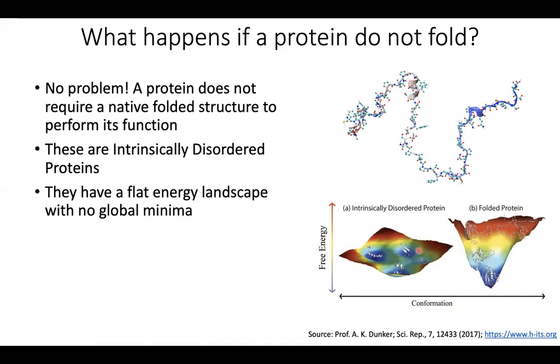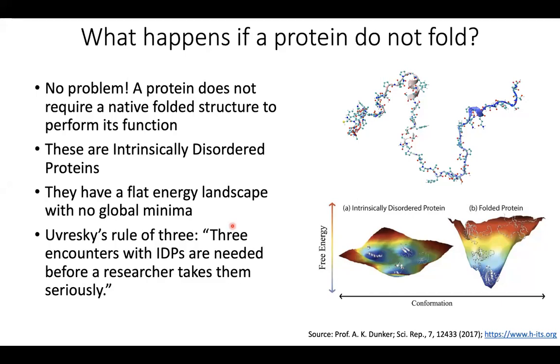However, in the case of a disordered protein, there is no such well-formed energy landscape like the folded protein. You see, this is a typical energy landscape for a disordered protein, and it's pretty flat. So what does that tell you? That a disordered protein does not have any global minima, or you can say they can have several global minima, which are all kind of equivalent.